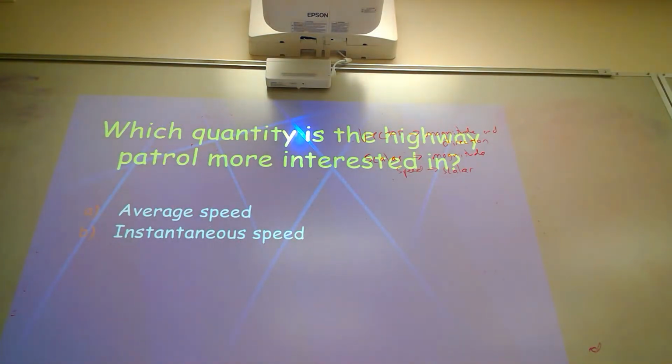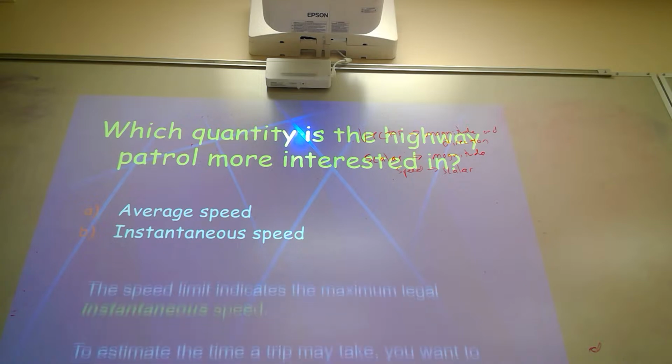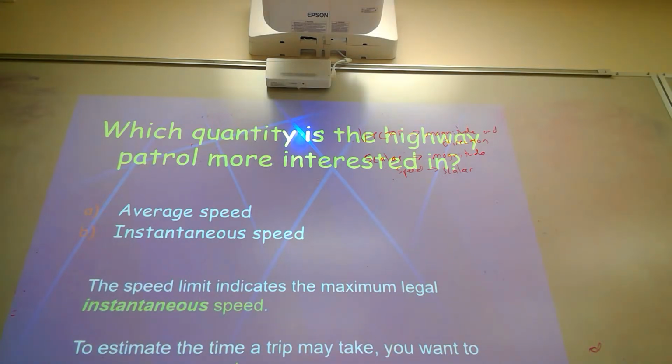Which quantity is the highway patrol more interested in, average speed or instantaneous? The speed limit indicates the maximum legal instantaneous speed. So, if you're going over it by 20 miles per hour, but your overall average speed isn't over, that doesn't help you. They look at your instantaneous. And they do a lot of similar things. The radar gun, what they're doing is looking at the time it takes for that beam to travel that distance. So that distance traveled divided by the time gives them your speed.